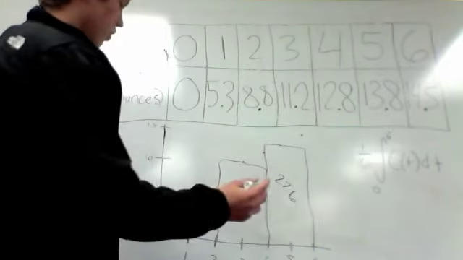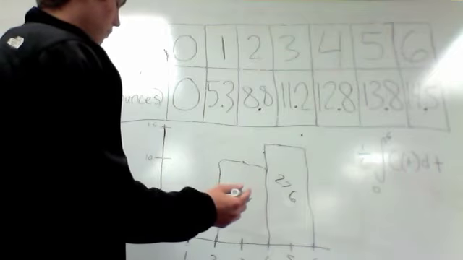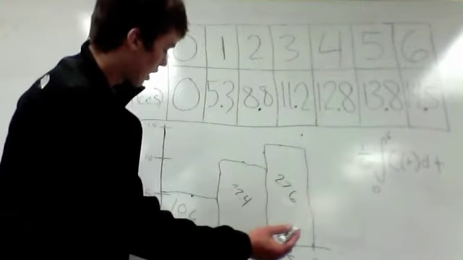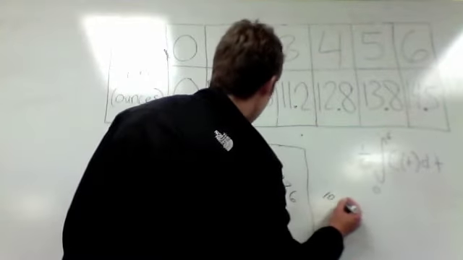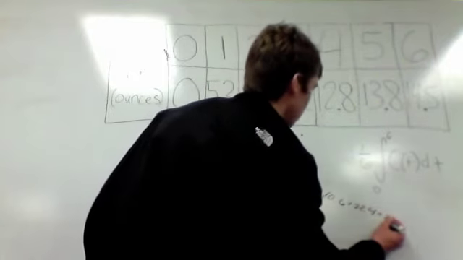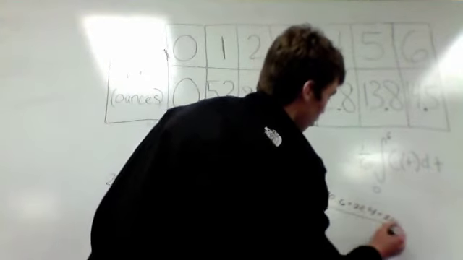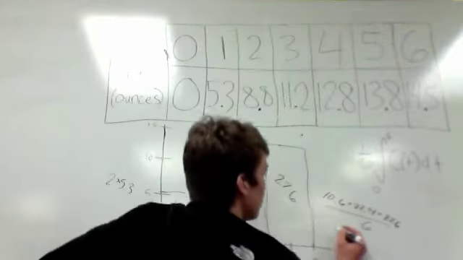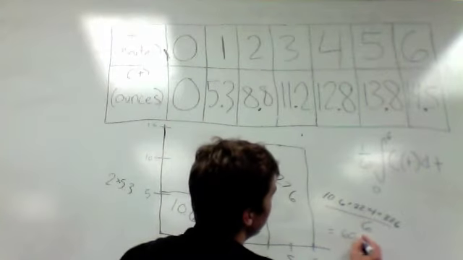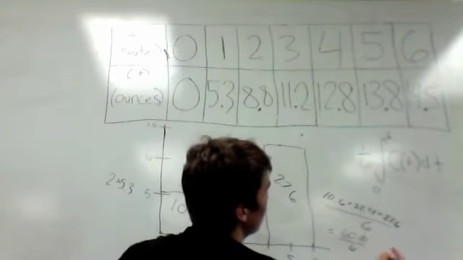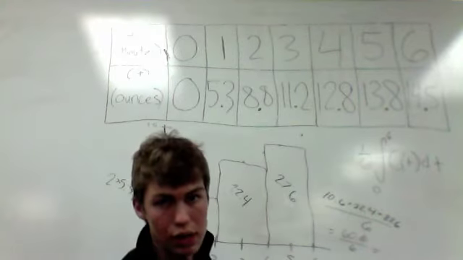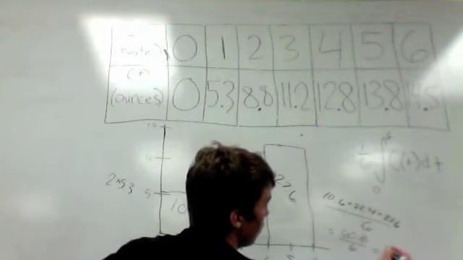And now we just got to add these all up, and then we're going to divide by 6. So we got these values, and we're just going to add them up. So 10.6 plus 22.4 plus 27.6 all over 6 is going to equal, let's see, 60.6 over 6. And then you can just do that long division if you need to, or if you can just think about it, it's going to be 10.1.